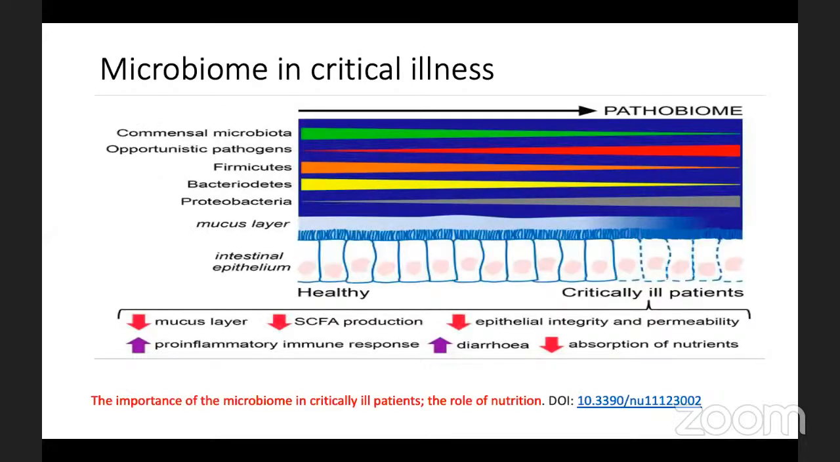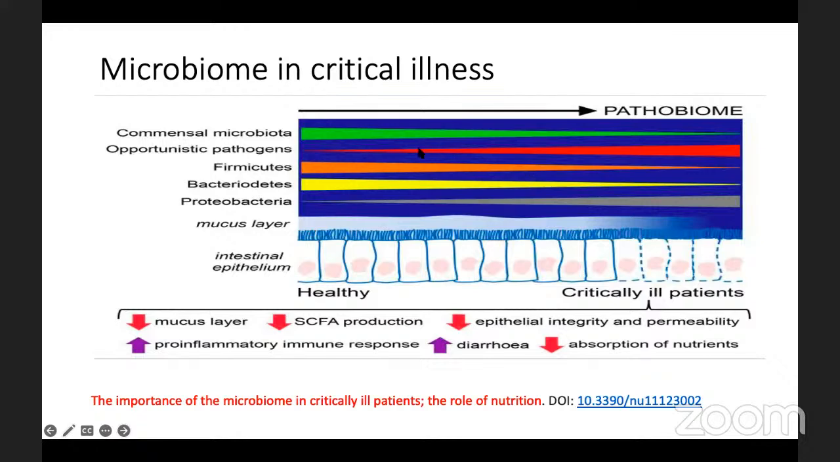So a study was done to see how the microbiome changes in critical illness. They took samples from healthy patients and those that are critically ill. What can be noted is, as you advance from someone who's healthy to someone who's critically ill, the commensal bacteria in green is reducing in number, whereas opportunistic pathogens are increasing in number.